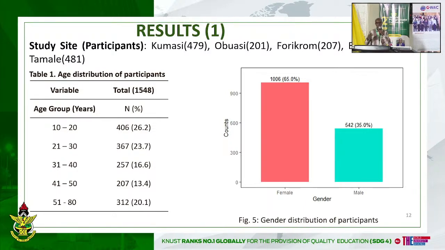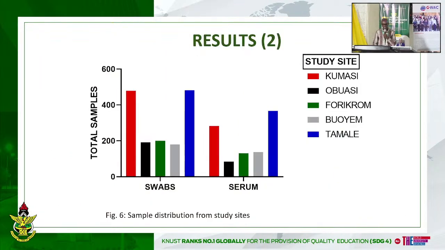So it's a house-to-house based study, and when you enter any house, you talk to them and explain the study to them. Some will consent, some will not consent. At the end of the day, we had more females enrolled in the study. And that is the result of the sample sites that we have, with the urban sites, Kumasi and Tamale, being similar for the swabs and the serum, and the rural areas following.